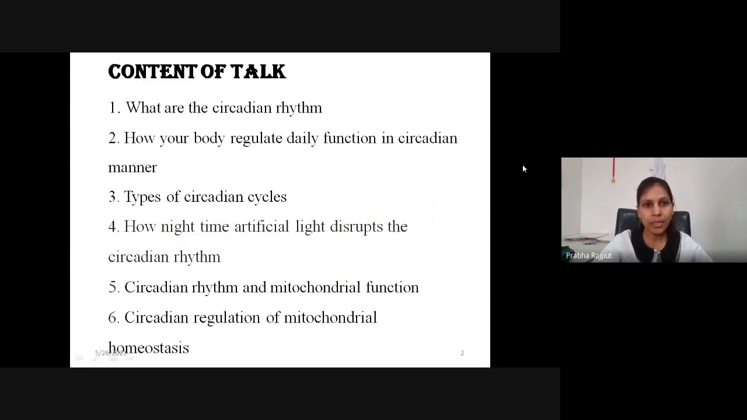Here, today's content of talk is what is the circadian rhythm. I will discuss with you all how your circadian rhythm works and what the difference is between the circadian rhythm and biological rhythm. What is the biological clock? What are the different types of circadian rhythm? How artificial light at night can disrupt your circadian rhythm, and how your mitochondria is involved in the circadian rhythm, and how the circadian rhythm can regulate your mitochondrial functions.